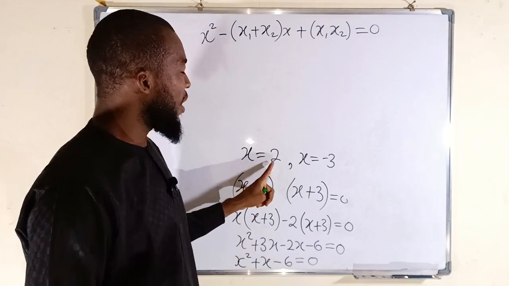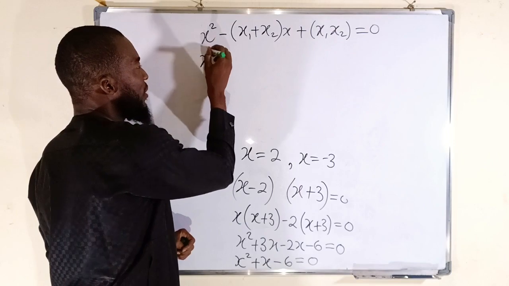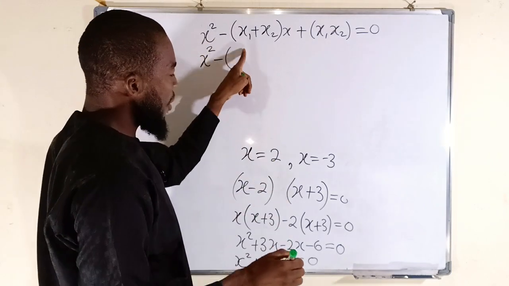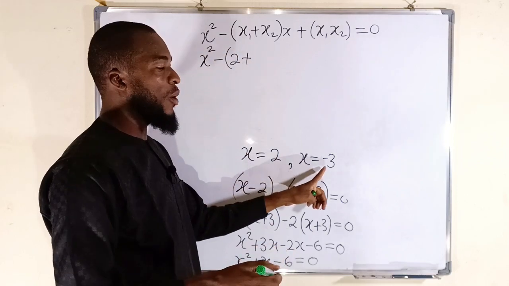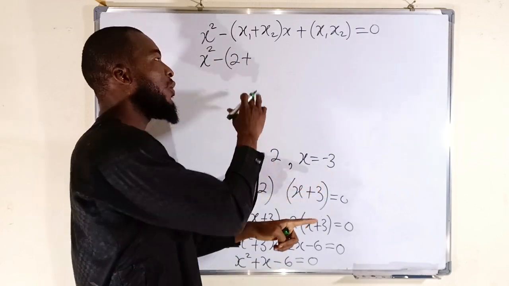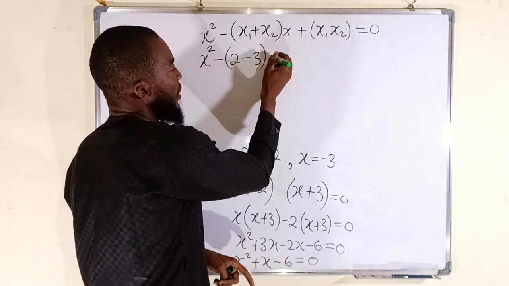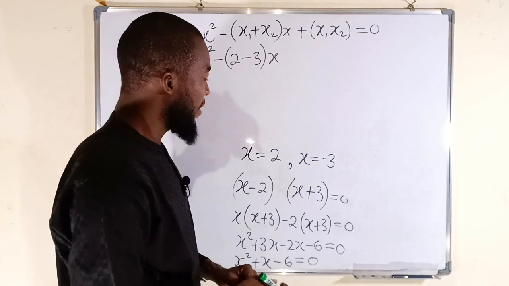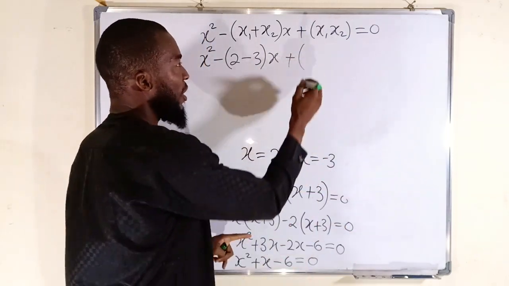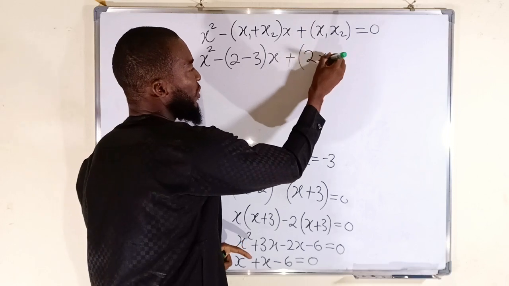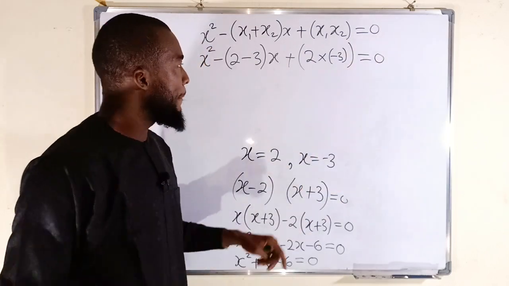So in this case, our roots are 2 and -3. So let us plug them here. This is x squared minus our x1, which is 2, plus, but this time around we have -3, which is going to overpower this positive sign. So we have -3 here. You multiply the result by x. Then you add the product. Here you're going to multiply them together: 2 multiplied by -3.